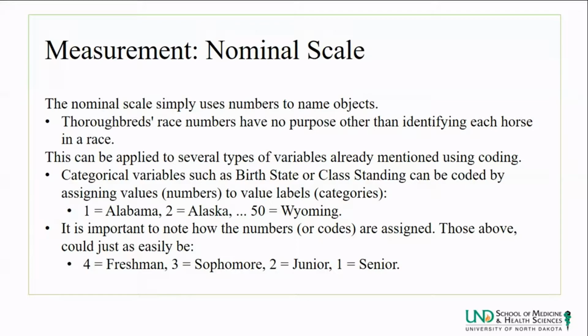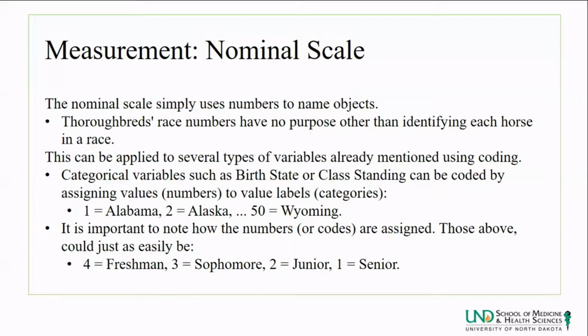It's also important to note how the numbers or codes or values are assigned. Those above, 1 equals Alabama, 2 equals Alaska, could just as easily be reversed. If we think about class standing, you might say 4 equals freshman, 3 equals sophomore, 2 equals junior, 1 equals senior. Well, that could just as easily be reversed, where you have 1 equals freshman, first year student, 2 equals sophomore, second year student. So it could go either way.